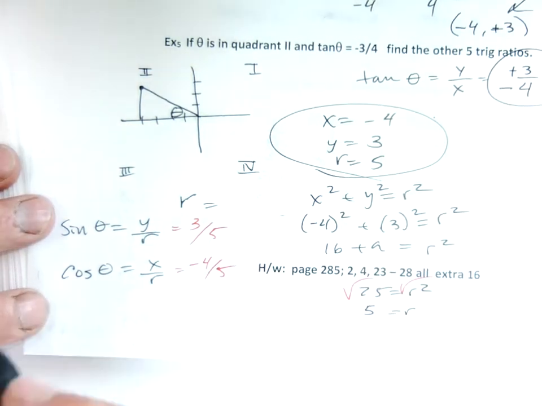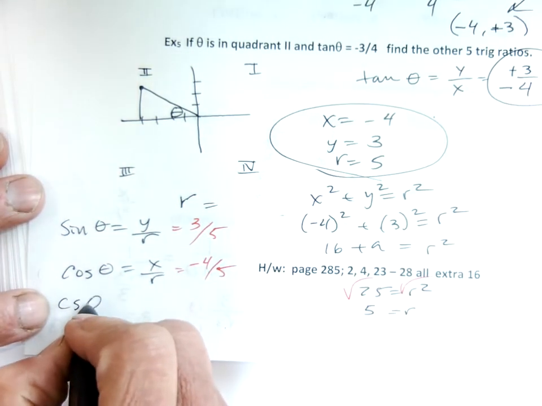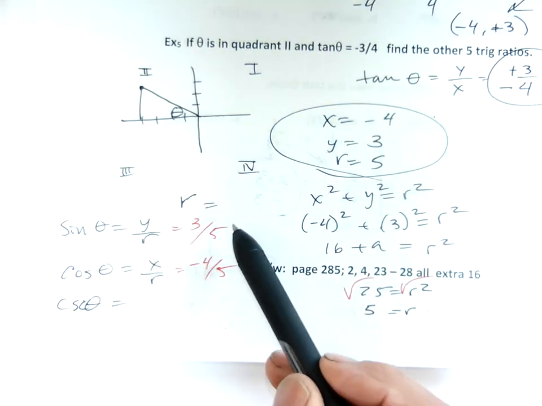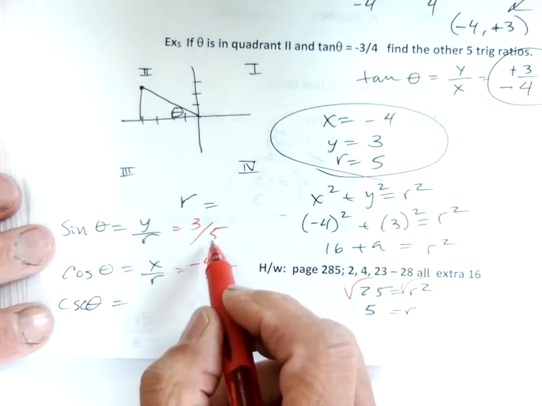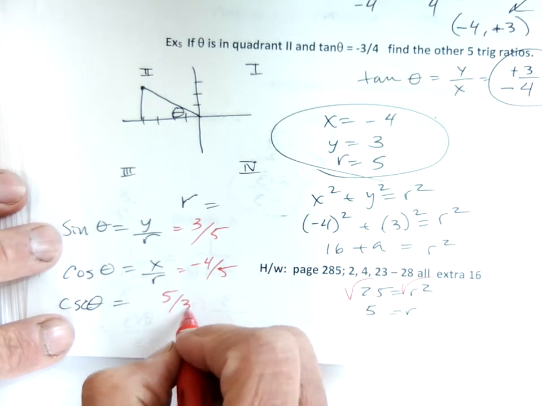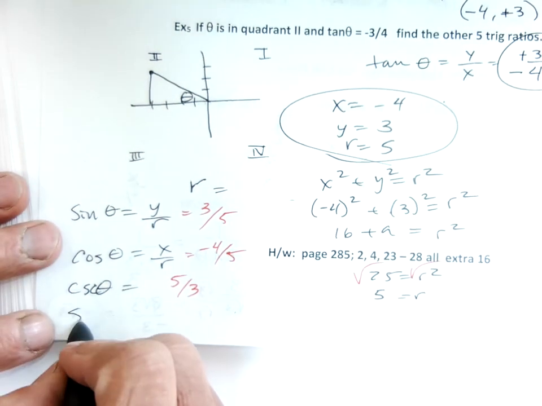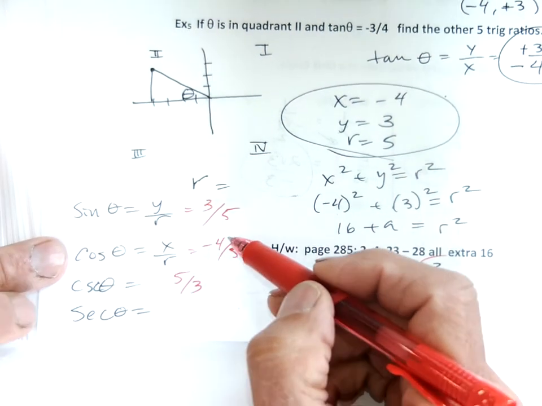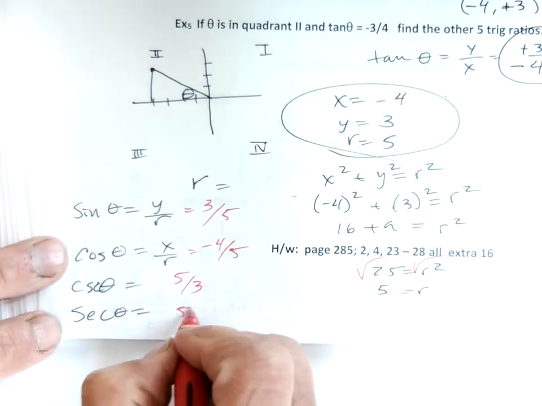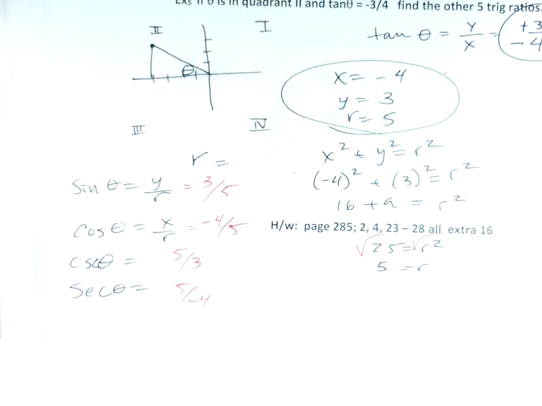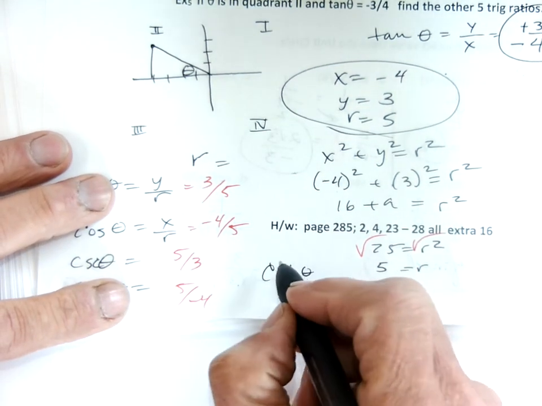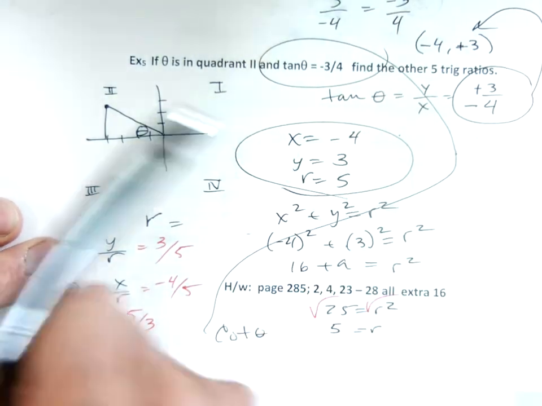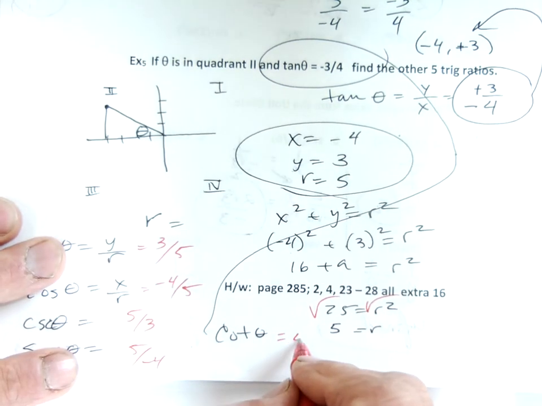So then let's do instead cosecant. Well, cosecant is the reciprocal of sine. So it's just going to be 5/3. And secant of theta is just the reciprocal of cosine. And if cosine is negative 4/5, then secant is going to be 5 over negative 4. And then finally, cotangent's really easy because it's the reciprocal of tangent, but they gave us tangent, right? So cotangent is just going to be 4 over negative 3.